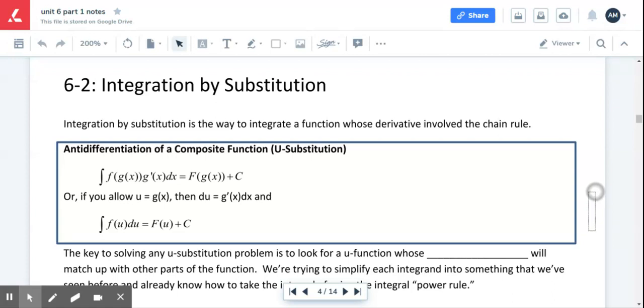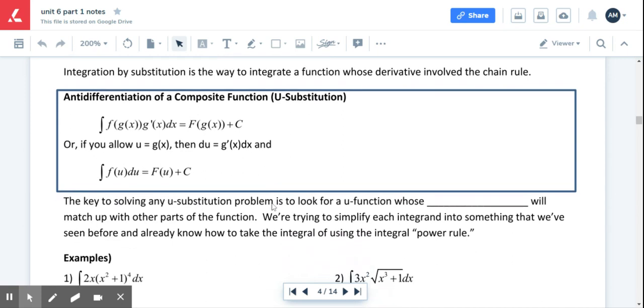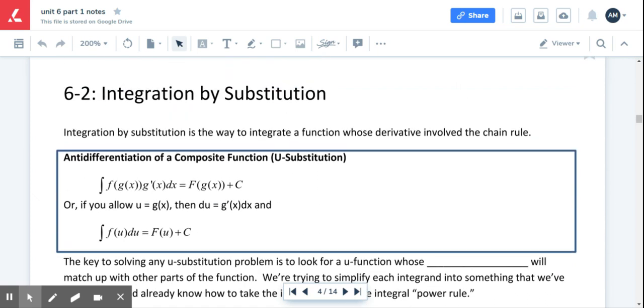Okay, in this section, we will be learning how to integrate slightly more difficult functions using a method called integration by substitution. This is essentially the opposite of the chain rule, so we are dealing with composite functions. This is the rule for the anti-differentiation of a composite function. I usually call it U substitution, and you'll see why in a moment.